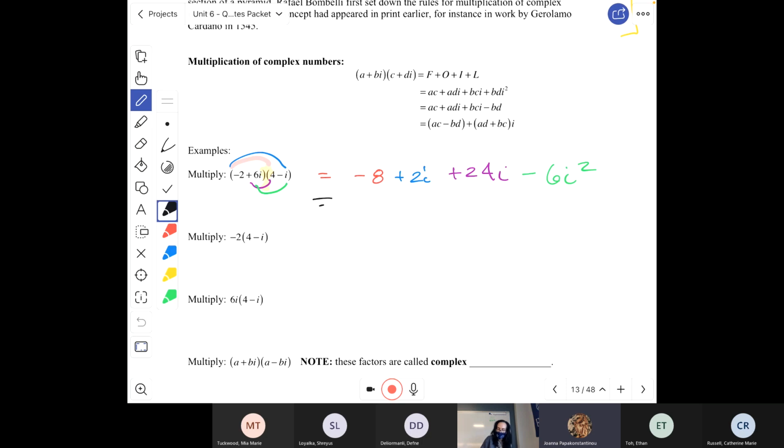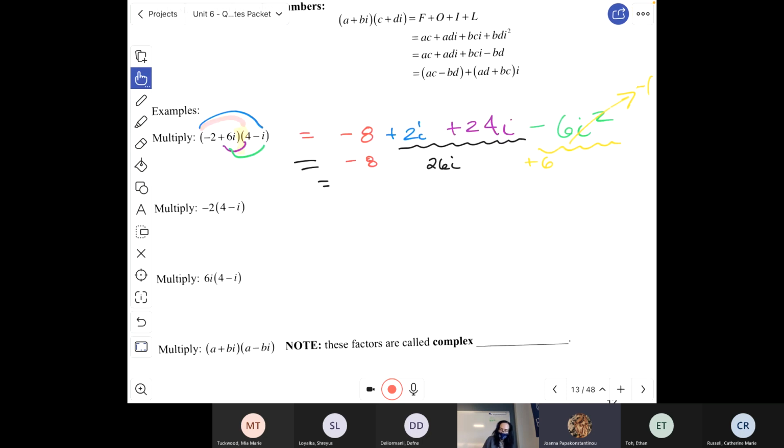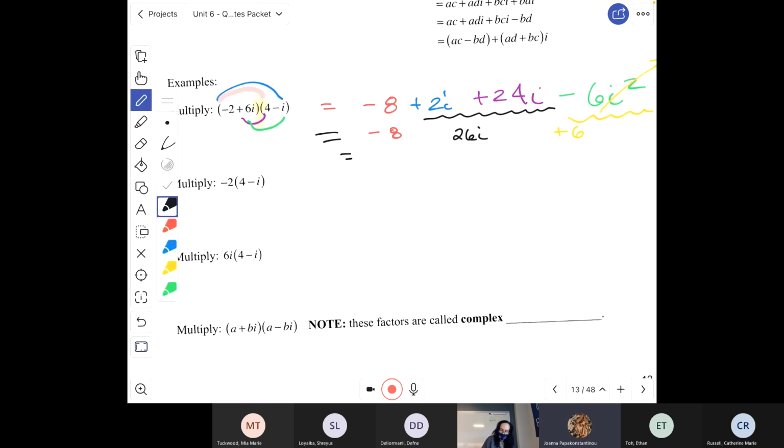Now, let's combine like terms and simplify where we can. Okay, what can we combine for starters? Okay, what am I going to get for that? Is there anything else I can simplify? i squared becomes -1, yes. So really, -6 times -1, what does this become? +6. Is there anything else I can combine and then represent this in standard form? Gives me what? Okay, so in standard form, the simplified form is -2 plus 26i. That's your answer.